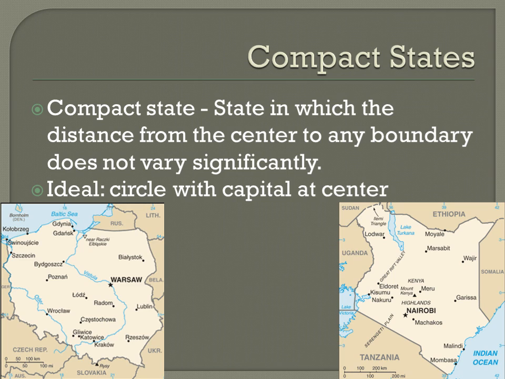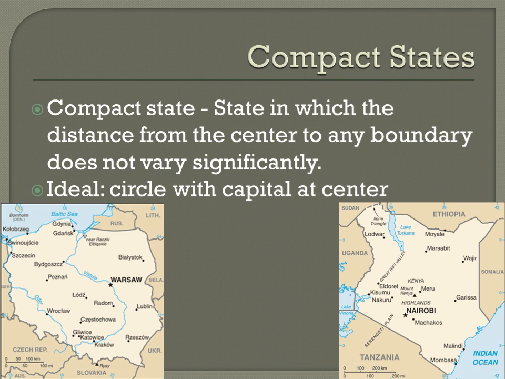We start out with compact states. By definition, a compact state, and anytime we're talking definitions, underline important parts, but maybe out to the side, you're also going to do your association. How are you going to remember this? It might be an example, might be a single word that you're going to latch onto, and then you build a definition around that. A compact state is a state in which the distance from the center to any boundary does not vary significantly. So the ideal compact state would be a circle with the capital at the very center.